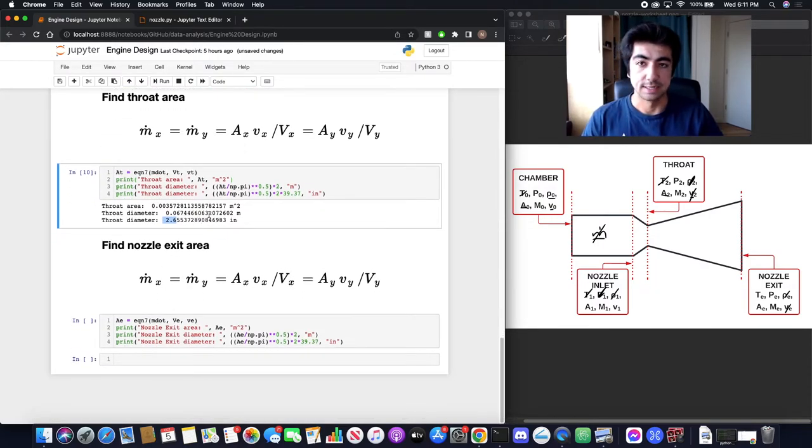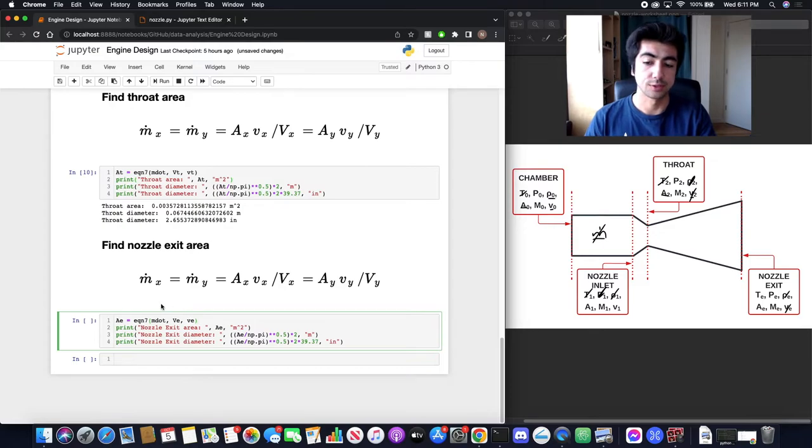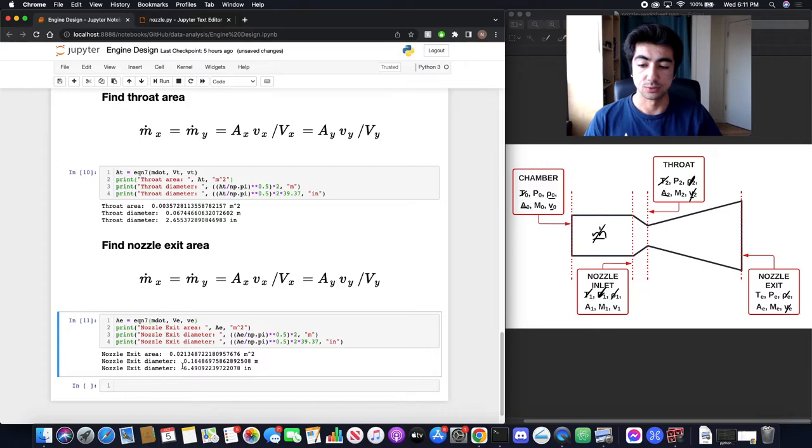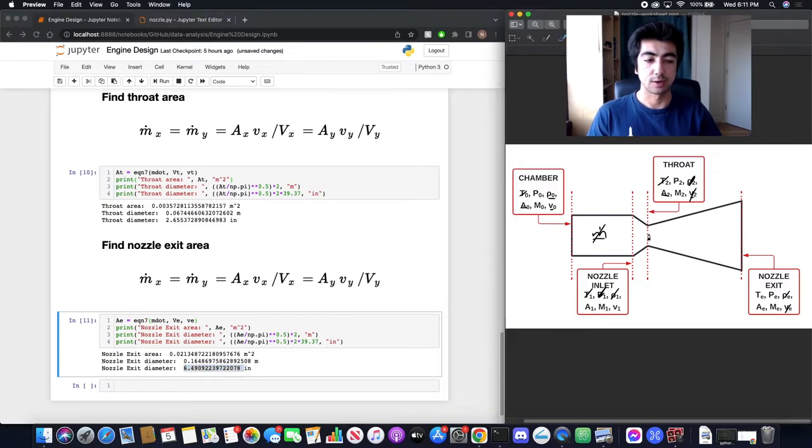So the nozzle exit area, same thing, same equation. This time we're using our density at the exit and our velocity at the exit, both of which we've calculated in previous steps. So plugging those numbers into this mass flow rate equation, we get that our nozzle area is this number, nozzle diameter is this 6.5 inches larger number. And so, yeah, I mean, that kind of makes sense with this drawing, right? You have 2.6 inches at this throat. As it expands, we get a larger diameter at the exit.